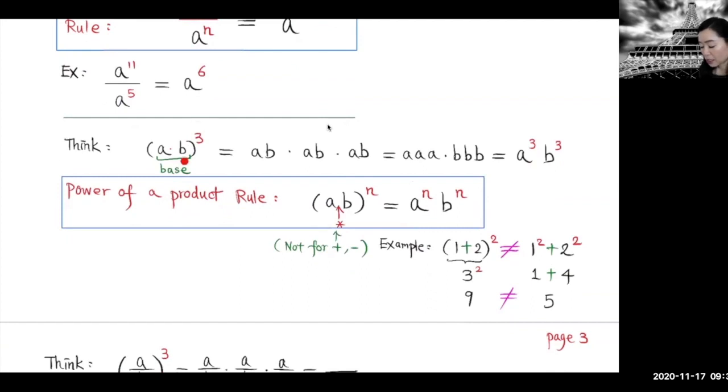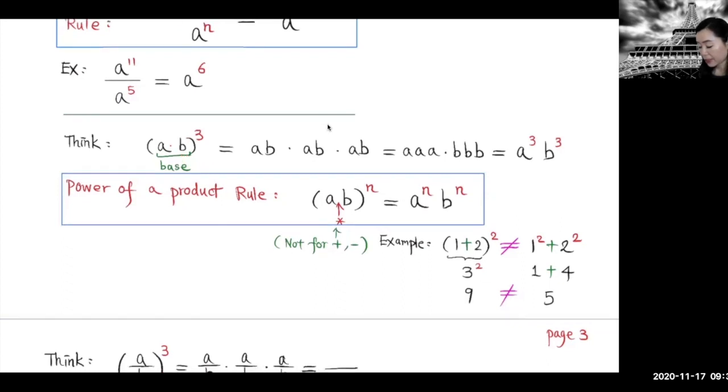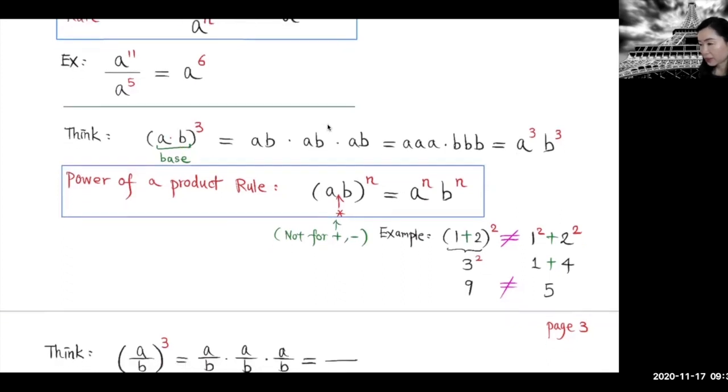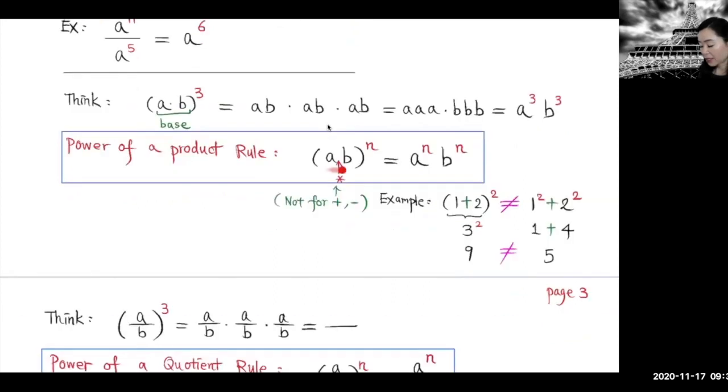So this is called the power of a product rule. When you have this power of a product, the exponent here is going to apply to each factor. Apply to a, you get a to the n, and then you multiply. Then apply to b, you get b to the n. So, power of a product. It has to be multiplication in between.